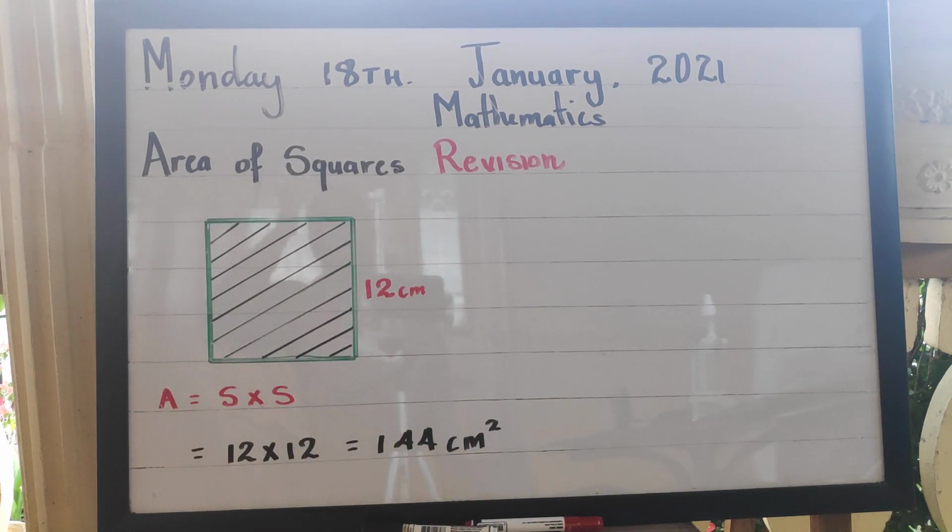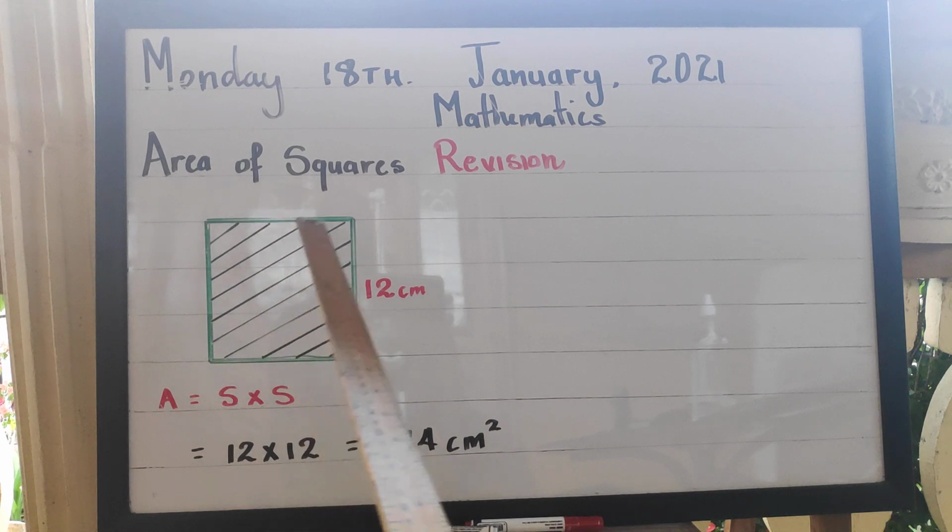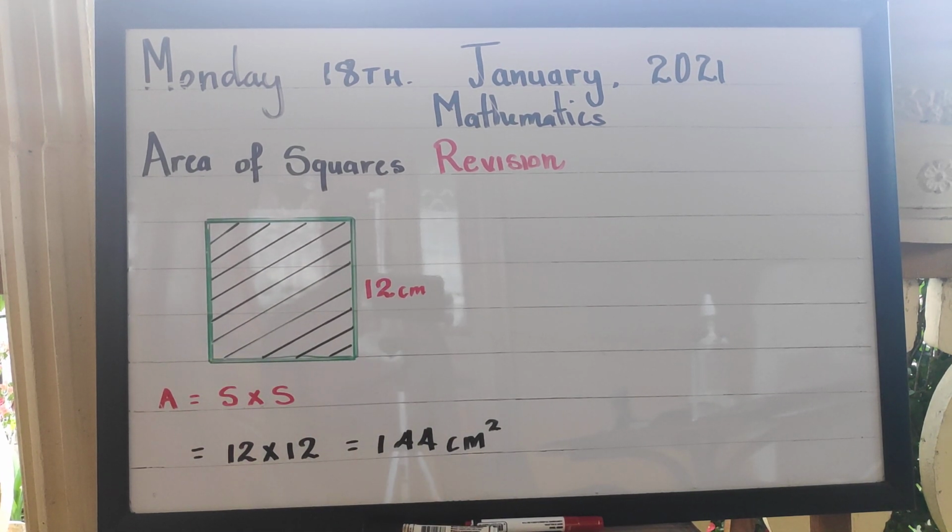But we are not finding perimeter, we are finding area. And the formula for finding the area of a square is area equal to side multiplied by side. Remember, we did it by counting the squares and then multiplying, and we got the same answer. We multiply the sides and we count the squares, and we end up getting the same number of squares.